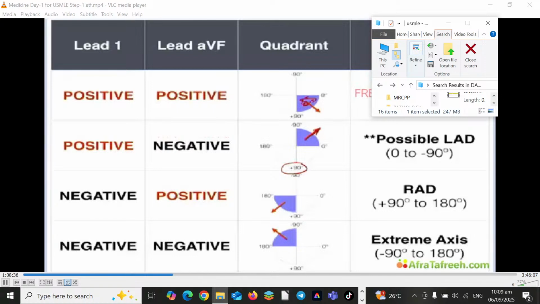When it is negative in 0 degrees, that means it is going away from 0 degrees, and it is positive in 90 degrees, positive in AVF. Yes, it is the current flow direction. So this becomes your right axis deviation. And the ultimate one becomes your extreme axis deviation, which is negative in both. So that is the complete vector and how it is coming positive in whichever area it is. Is this clear?